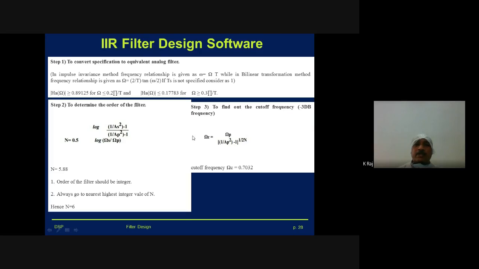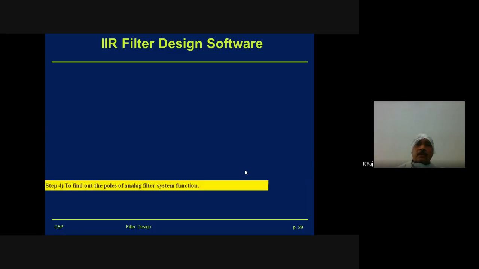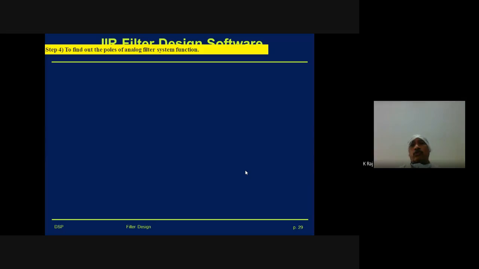This can be derived by the formula which we derived from the given specification of the Butterworth approximation, that is omega c equals omega p divided by (1 upon A_p square minus 1) whole power 1 upon twice n. This can be derived from the Butterworth approximation, which we discussed in the first equation. By putting the values of n, A_p, and omega p, we can derive the value of the cutoff frequency omega c, and it is 0.7032.